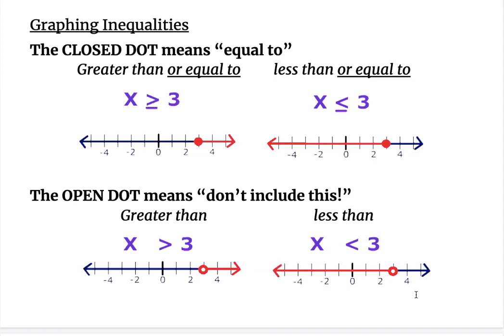Okay, so again, closed dot means that you're including the number. You should have an equal sign in order to have a closed dot. And then the open dot means you're not including that number. It doesn't have an equal sign. We don't include the number in that answer. Be sure that you put this in your notebook before we move on to some examples.